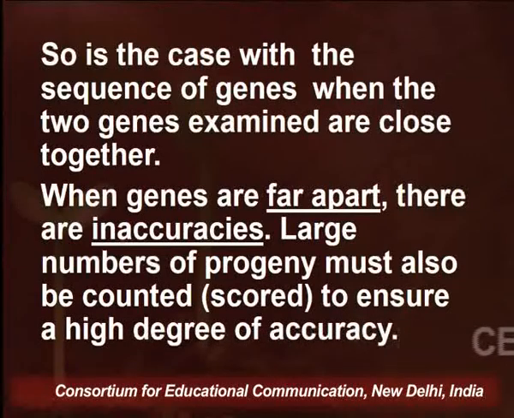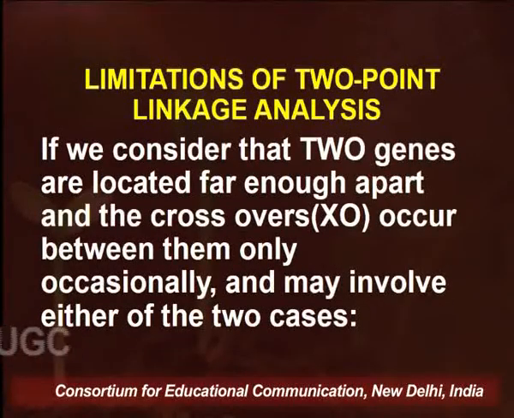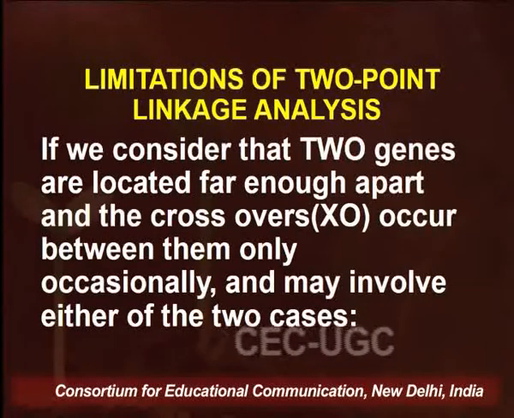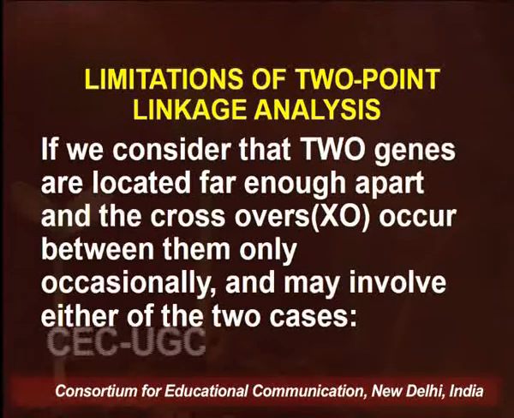Why are there so many inaccuracies? Because, number one, you have to consider a very large number of progeny, that is, you have to count or score them to ensure a high degree of accuracy, and of course there is the problem of multiple crossovers. So in other words, what would be the limitations of the 2-point linkage analysis, which would prompt us to modify this whole idea and go over to the 3-point test crosses?